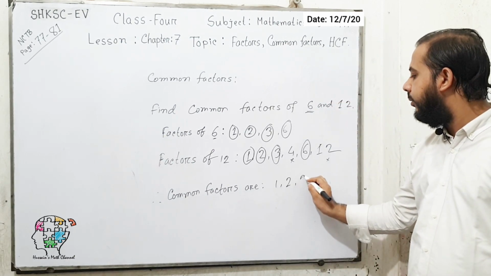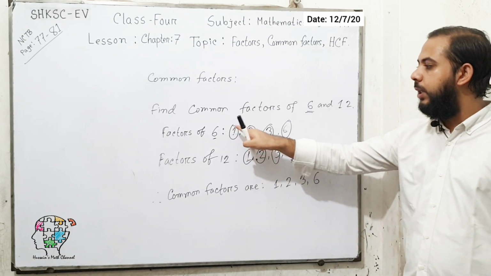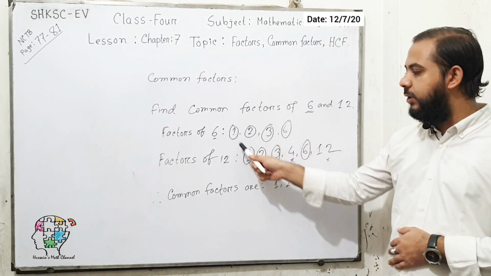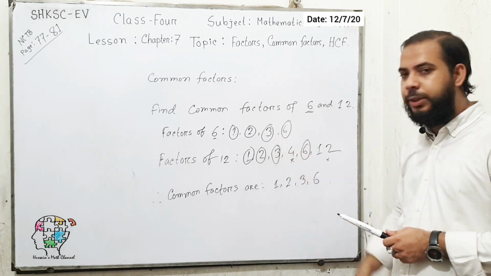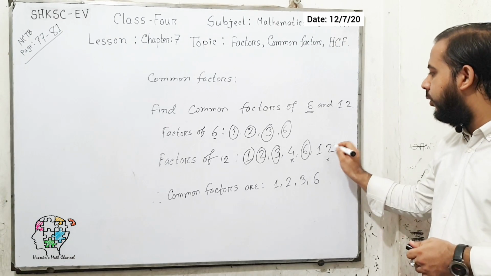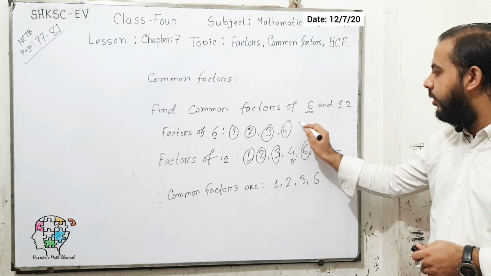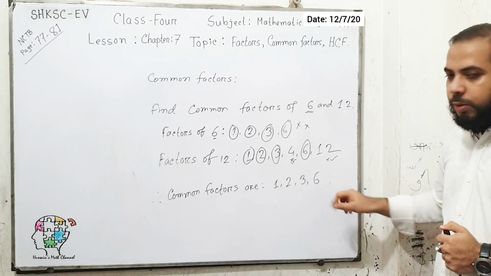1, 2, 3, 4 and 1, 2, 3, 6. These circles are the common factors. 1 is common in both, 2 is also common in both numbers, 3 is also common in both numbers, 6 is also common in both numbers. But 12 is not common, and 4 is not common, because 4 is here but not here, 12 is here but not here. So these are the common factors.